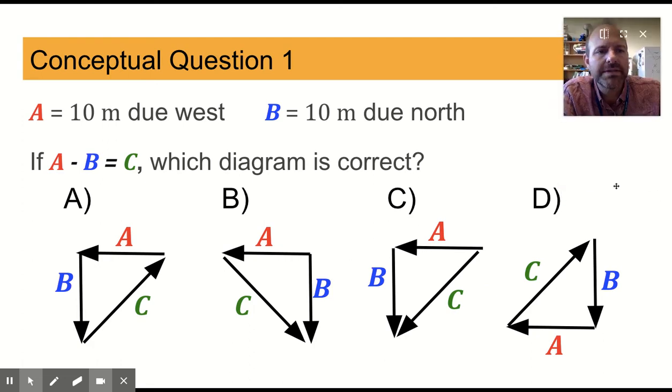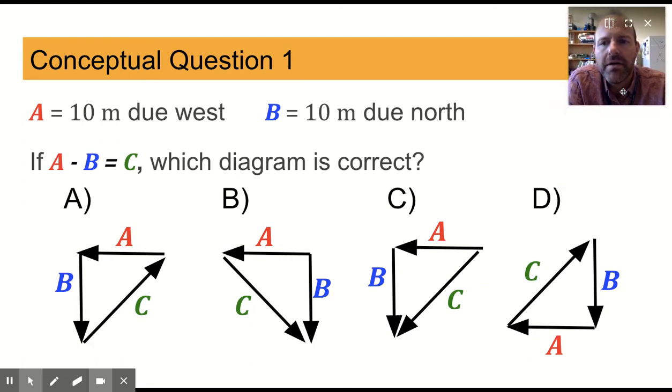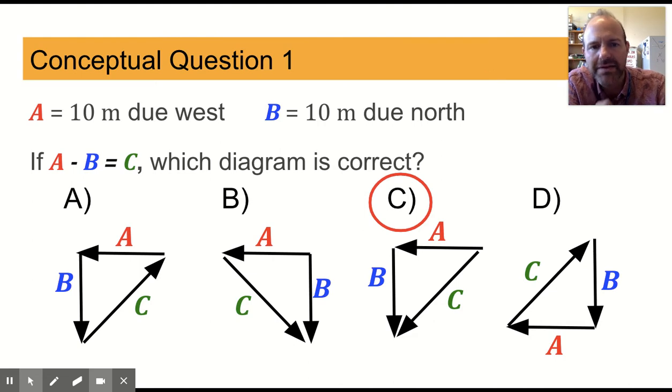So a little conceptual check here. If A is 10 meters due west, or to the left, and B is 10 meters due north, A minus B equals C. Which of these is the correct diagram? We do A first, then we do negative B, resulting in option C. A plus the negative of B, so that's south, results in C.